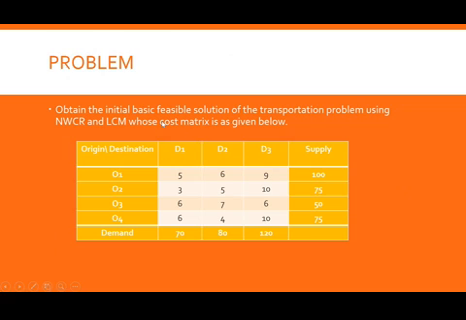The problem that I've taken is: obtain the initial basic feasible solution of the transportation problem using NWCR and LCM. I will be solving it in both the methods so that you would be able to understand it better, whose cost matrix is as given below. So how do we get to know whether it is balanced or unbalanced? First, try to take the sum of the supplies. 100 plus 75, 175, 175 plus 50, 225, 225 plus 75 is 300.